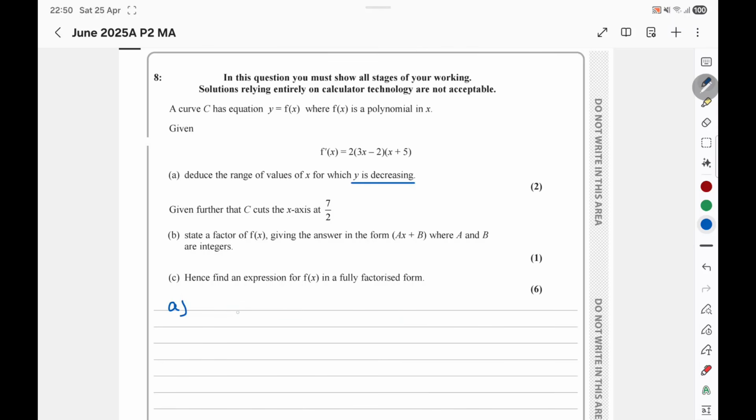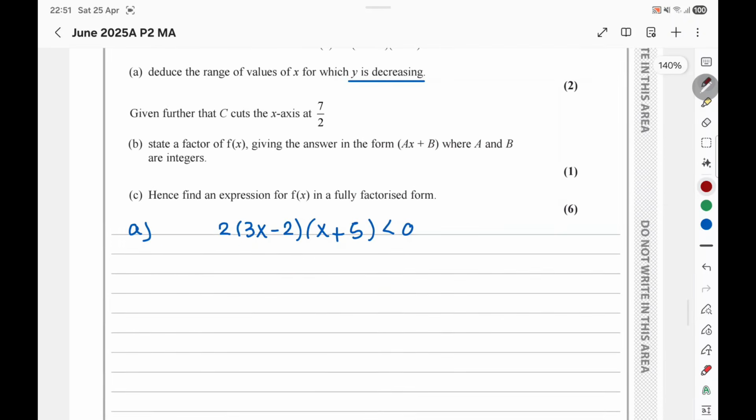This is part A. 2 times 3x minus 2 times x plus 5 is smaller than 0. This is a quadratic function, and a quadratic function smaller than 0 means x is between the big and the small. The big is 2 over 3 because it is positive, and the small is negative 5. This is the answer of part A.